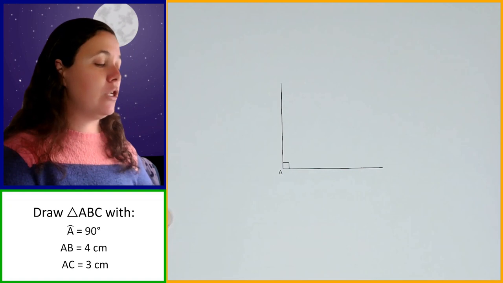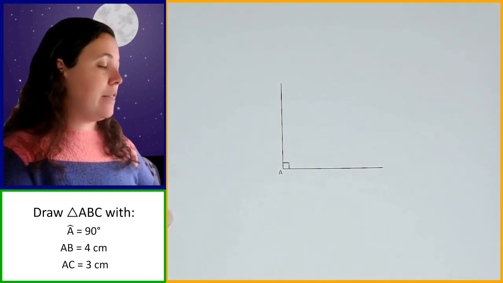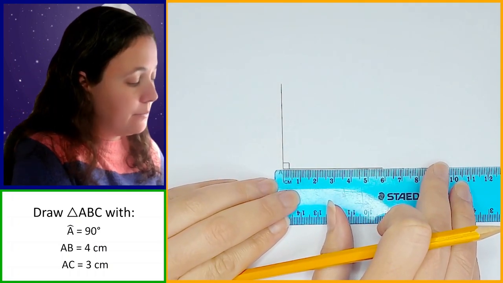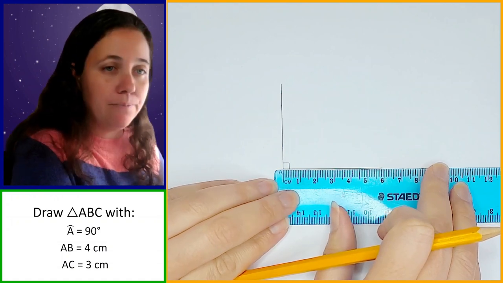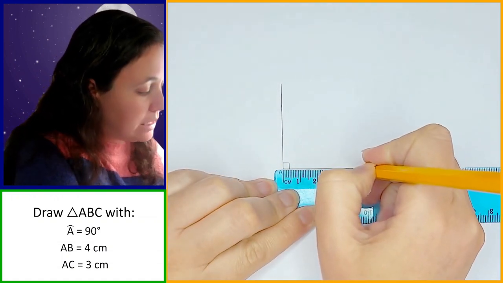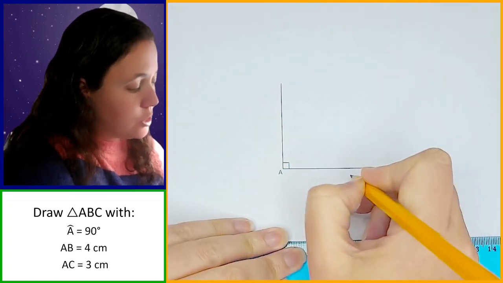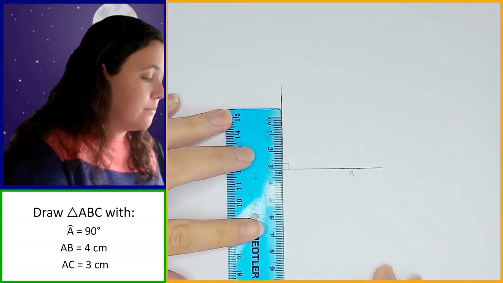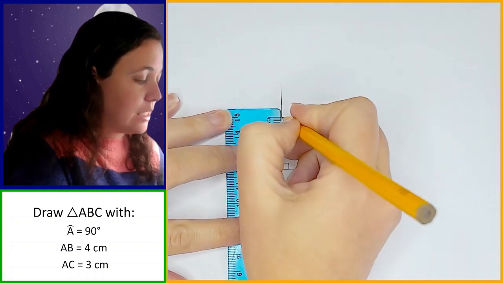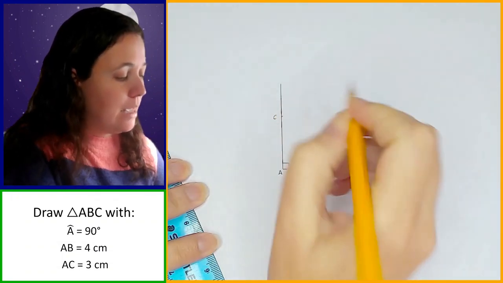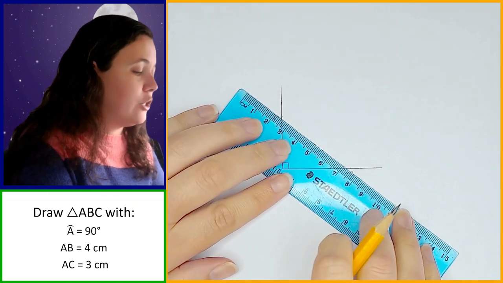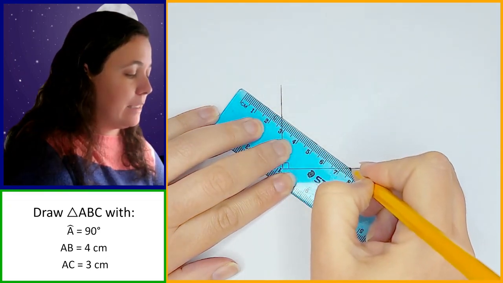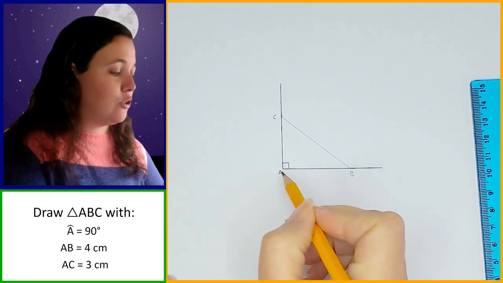This is already our 90 degree angle at A. Then I'm going to take my ruler and mark AB on one of the two lines. It doesn't matter which line. You can do the horizontal or the vertical line for AB. AB is 4 centimeters over there, so that's going to be the point B. And then over here, we're going to have AC 3 centimeters, so that's going to be the point C. Once you've got your B and C marked, you can then just join them up like that. Okay, so now I've got my right angle triangle, triangle ABC.